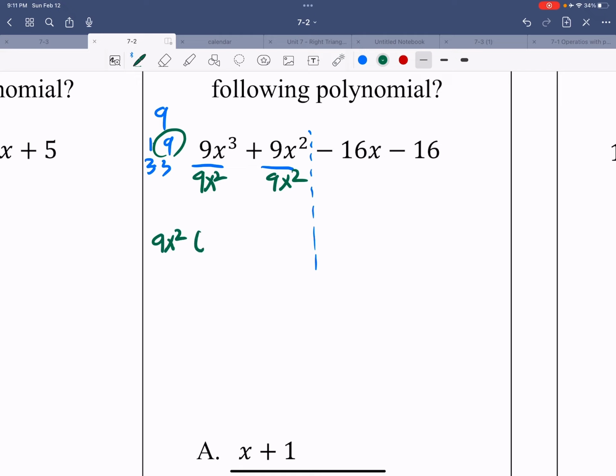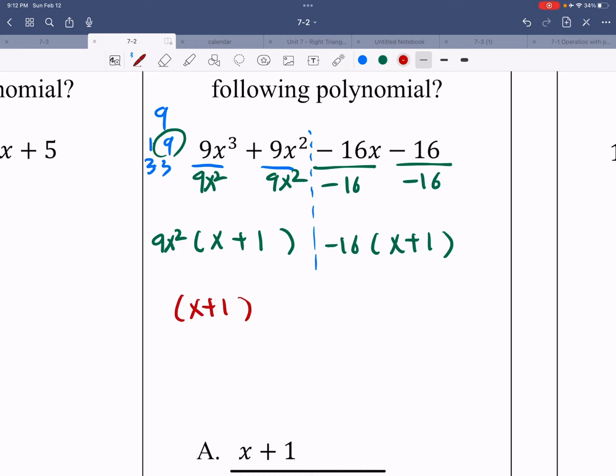9x to the third power divided by 9x squared is what? x plus 1. And here you can factor out negative 16 because they're the same number. So you're going to have x plus 1. Okay? And if you simplify this, you're going to get this one. Very easy, right?